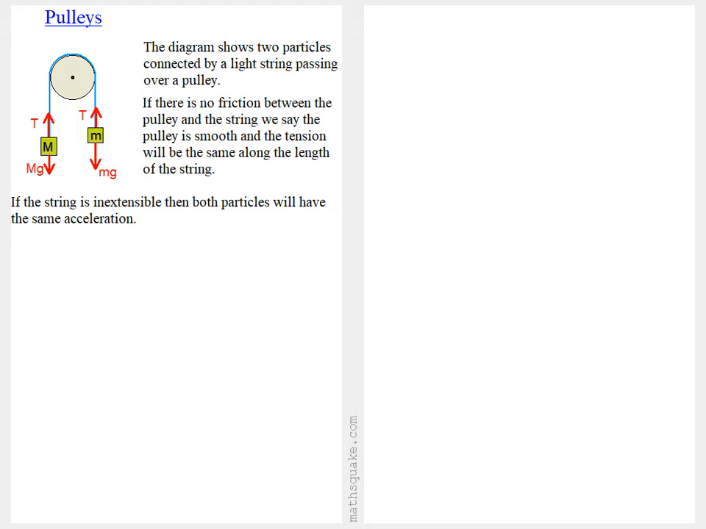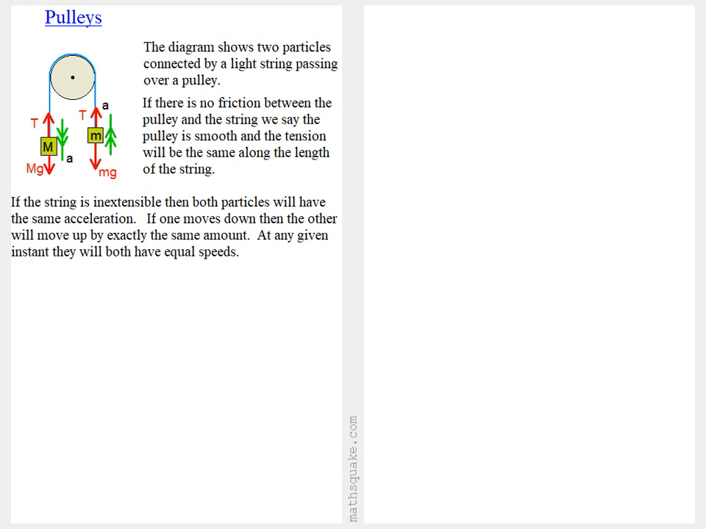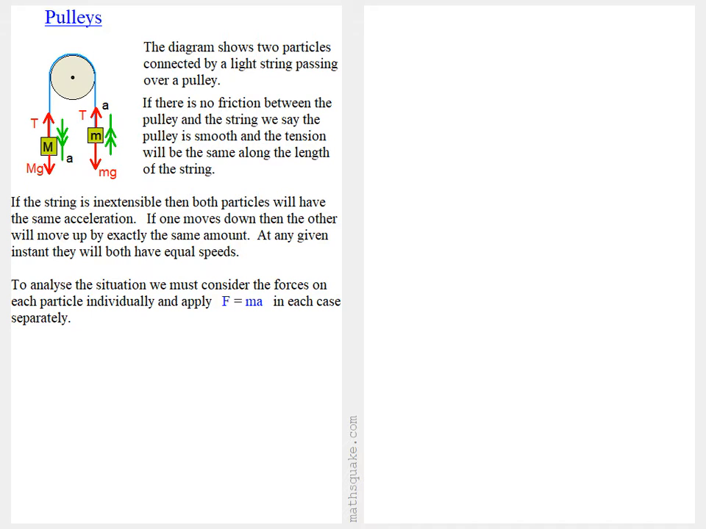Now, if the string is inextensible, then both particles will have the same acceleration, one down and one up. If one moves down, then the other will move up by exactly the same amount. And at any given instant, they will both have equal speeds. To analyse the situation, we must consider the forces on each particle individually and apply Newton's law F equals ma in each case separately.